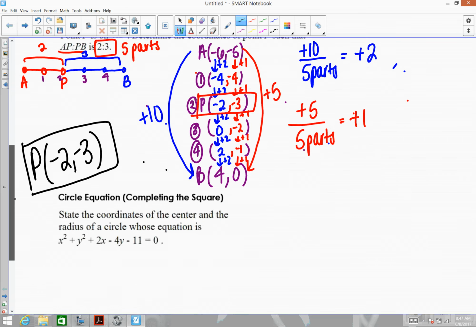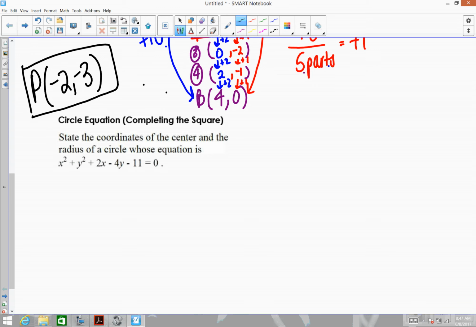The next type of question that comes up, usually in multiple choice, but it could be a short answer question, is finding the center and radius of a circle by completing the square. So if you notice, it says state the coordinates of the center and the radius, and here's your equation. The first thing you do is regroup and rearrange this. You're going to group your x's together, and I'm going to leave a box here for the number that I'm going to use to complete the square. Then I'm going to have my y values that I'm going to group together.